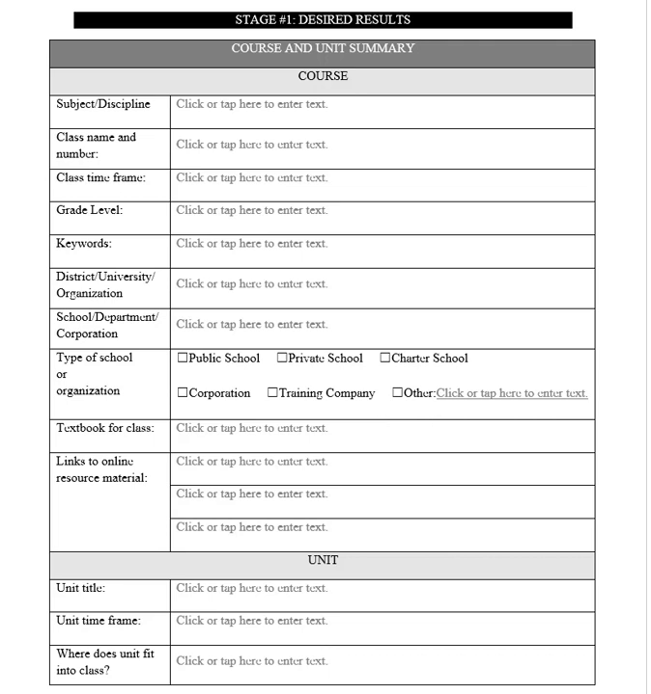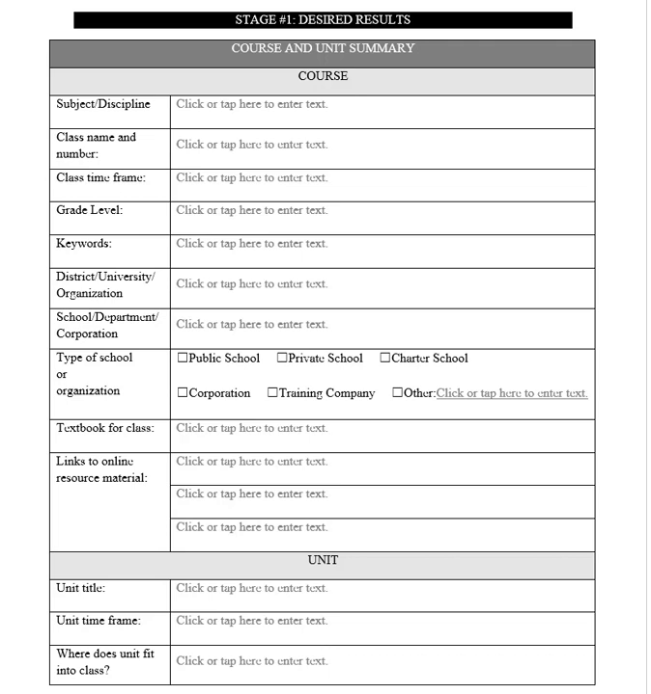What we want to do in the course unit summary is decide what subject you're going to design this course for. You're going to give the class a name. How long is this going to run? What grade levels are we talking about, whether it be K through 12 or adult education? Keywords that will be used to describe this class, and also whether it's a school district, a university, an organization, if it should be a private company, things like that.